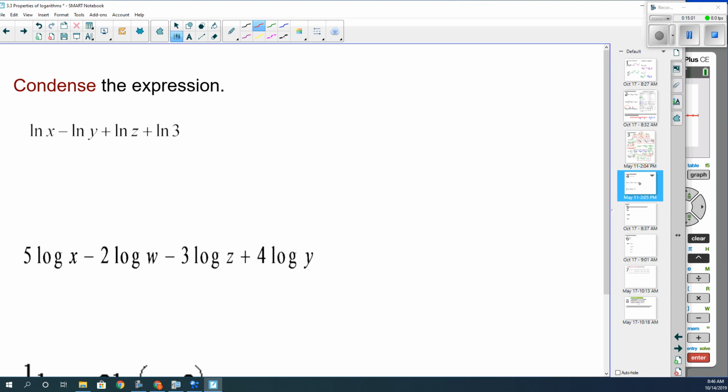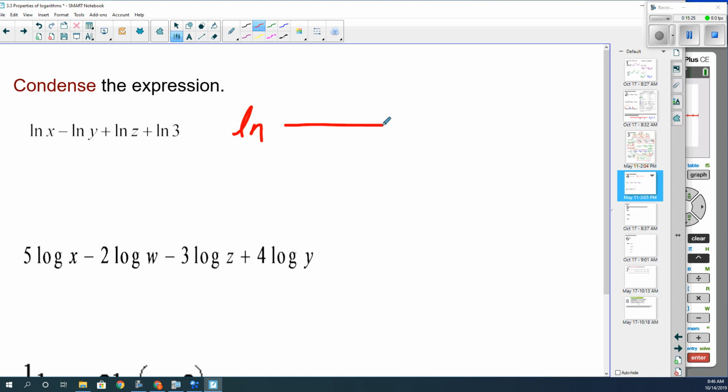So then the second thing I do, after checking to make sure they're all the same type of log, is I look for any numbers in front of the logs. If there's any numbers in front of my logs, I bring those up to become the power first. But on this first example, there's no numbers in front of my log, so I'm not going to make anything become a power. So then what I'm going to do is I'm just going to go natural log. I only write the natural log once, and then I immediately just draw a fraction line.